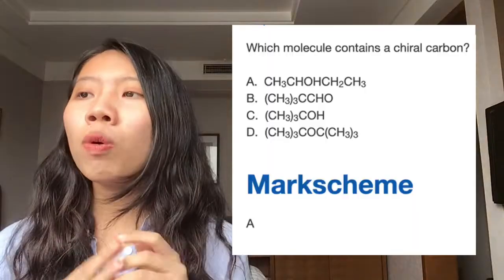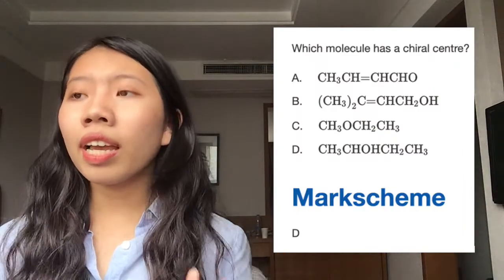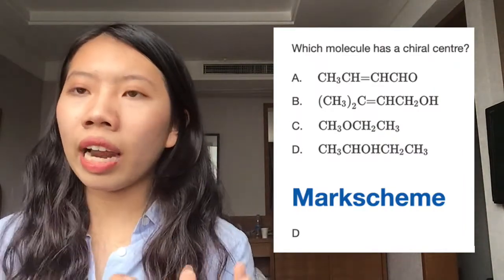So in terms of a question type, let me provide you an example here. For this question here, the question asks which molecule contains a chiral carbon. And for this other question here, from an entirely different year, it asks which molecule has a chiral center. So as you can see, the wording is a bit different, but they're asking for the same thing. And you can see that the options given in the question are different.